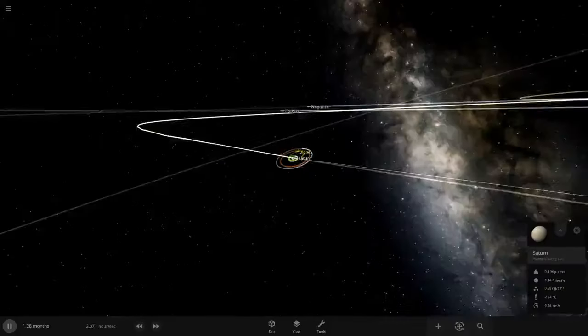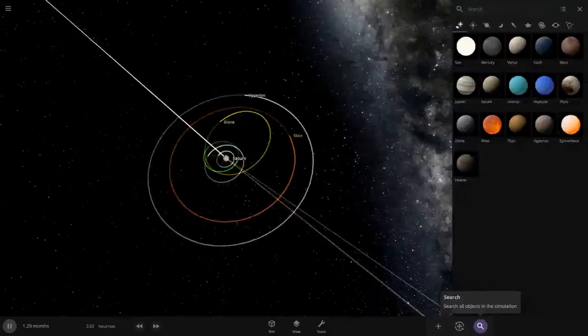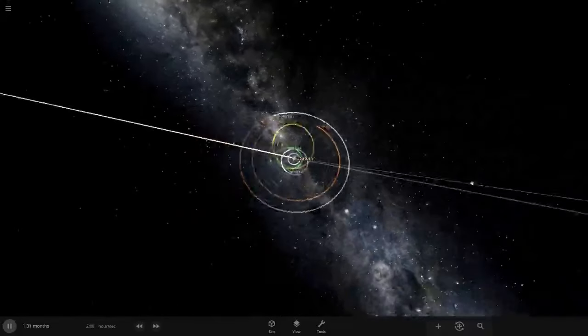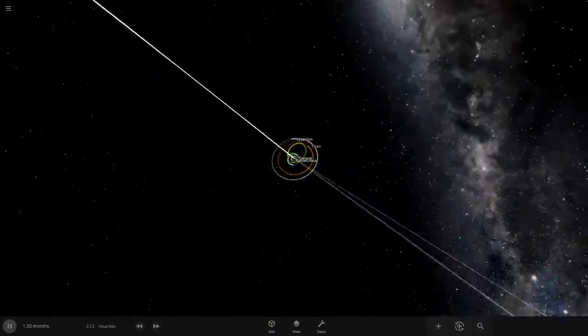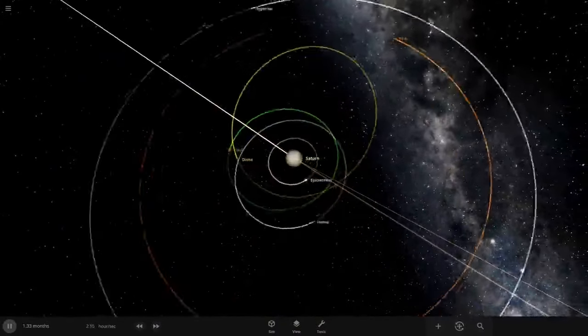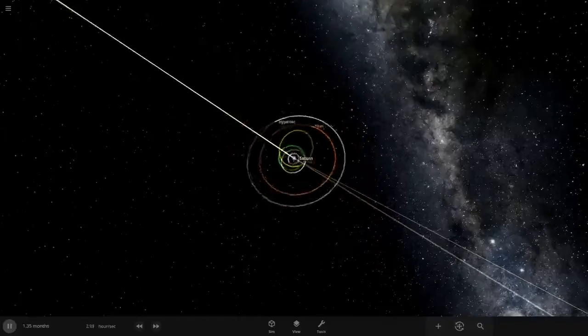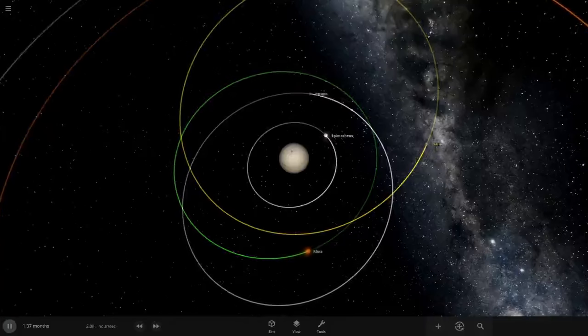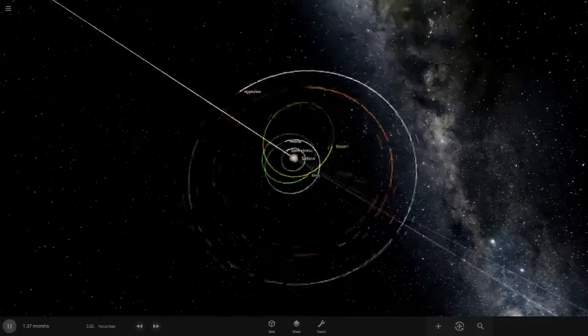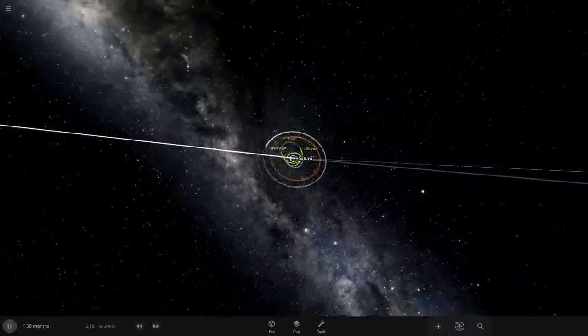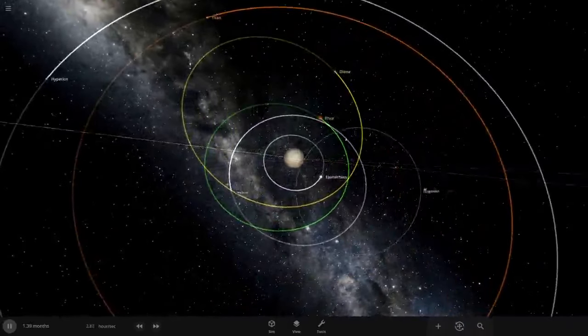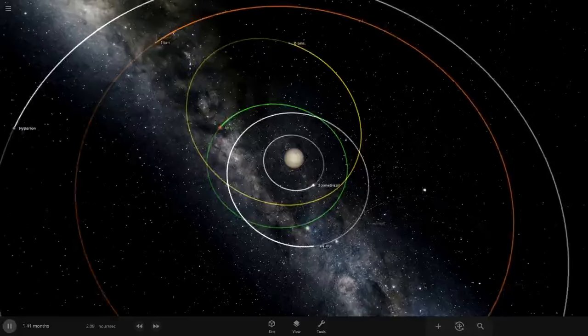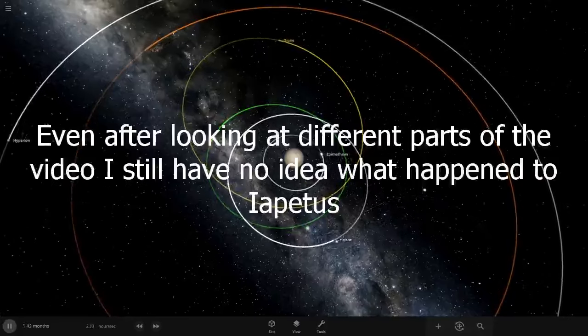Where's Iapetus? Where did, what? Iapetus is gone! I have no idea what happened to Iapetus. It's just not here anymore. Did I delete it on accident? What happened? I'm confused. If I did delete it on accident, it's not the worst thing ever, since chances are nothing was gonna happen with it, but Iapetus is gone. I must have deleted it on accident, or it just disappeared.